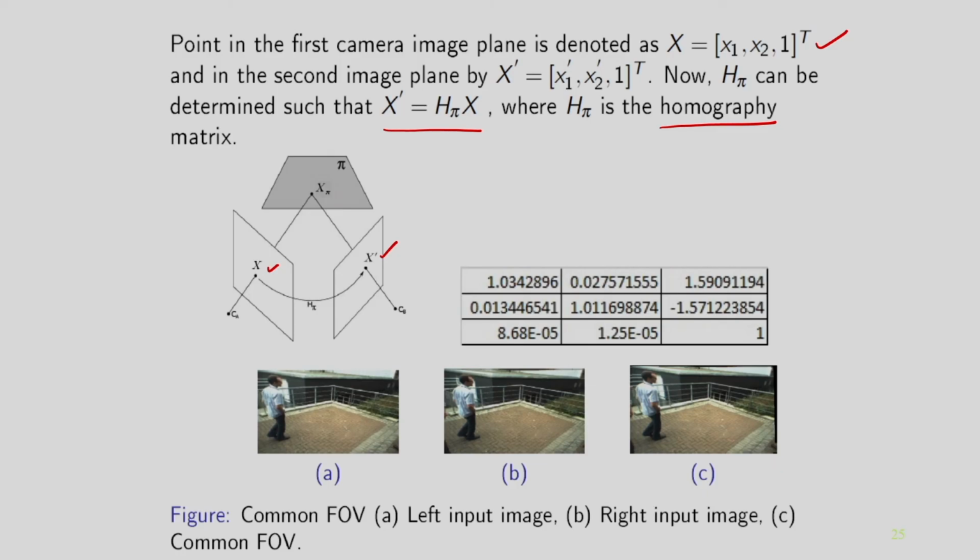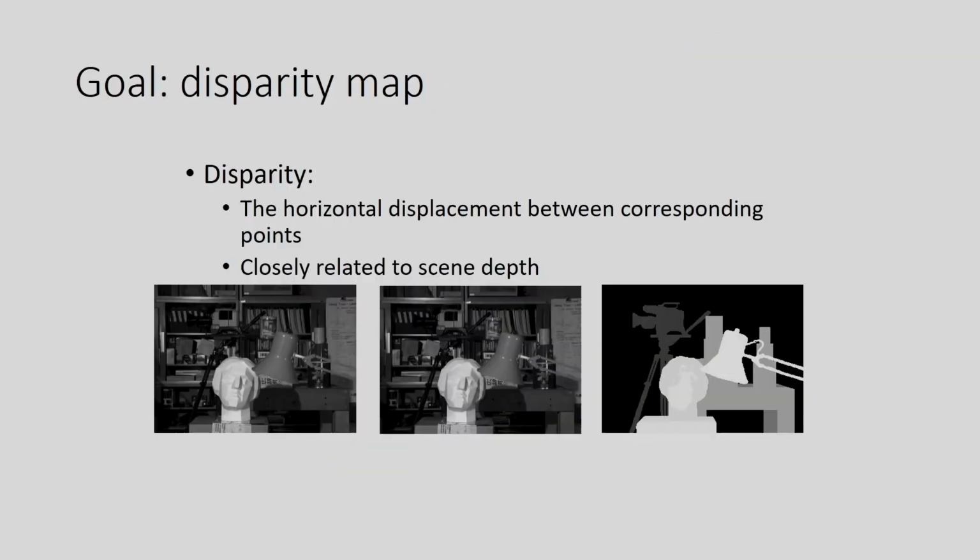So here I have shown one example, the left image and the right image, and in this case I have shown the common field of view, that this portion is visible by both the cameras. And already I told you about the disparity map. Disparity means the horizontal displacement between corresponding points. So after determining the disparity, we can determine the depth information. This is my left image, this is my right image, and this is the disparity map.